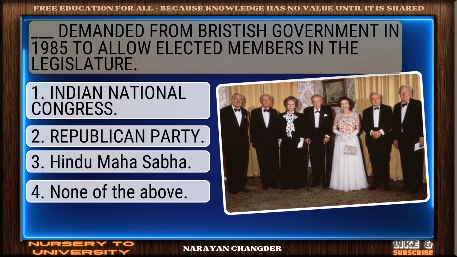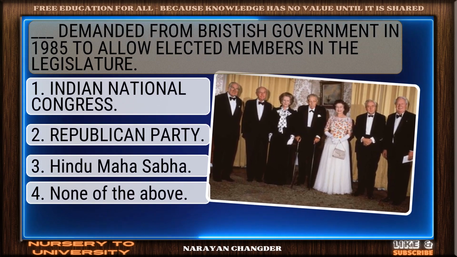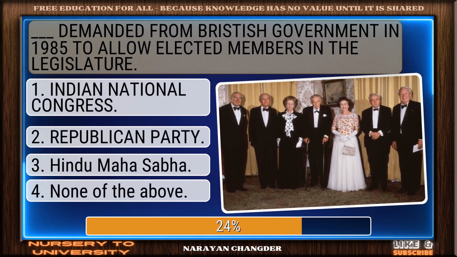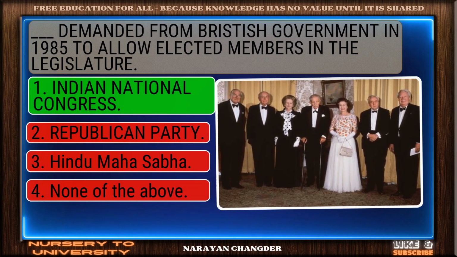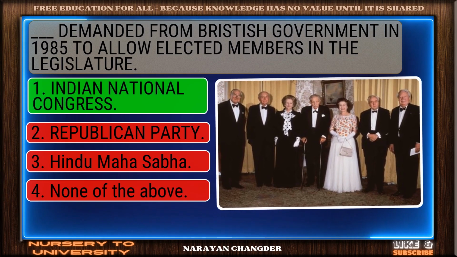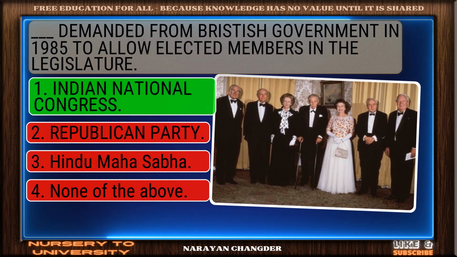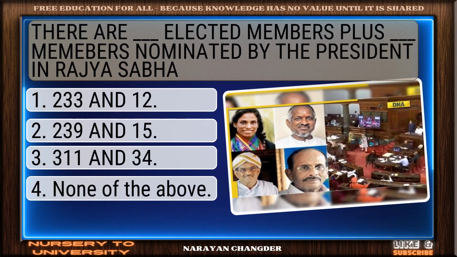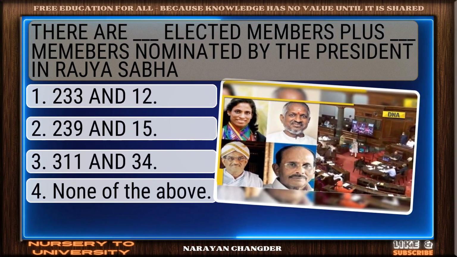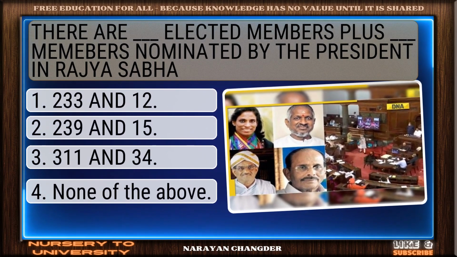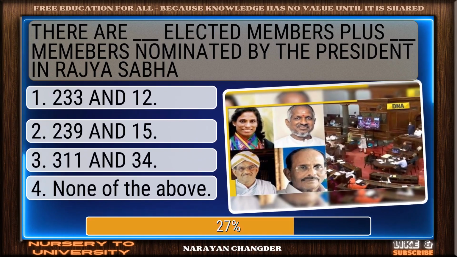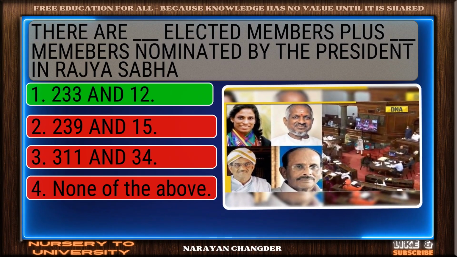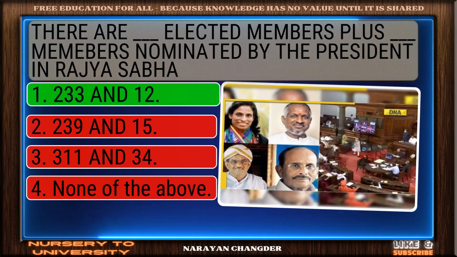Question number 29. Dash demanded from British government in 1885 to allow elected members in the legislature. Exactly. Indian National Congress makes sense, and it is the right choice. Question number 30. There are dash elected members plus dash members nominated by the President in Rajya Sabha. On track. 2, 33 and 12 is the correct answer.